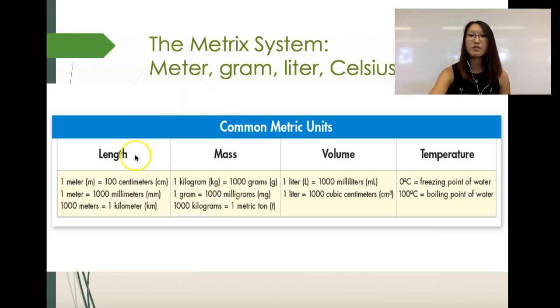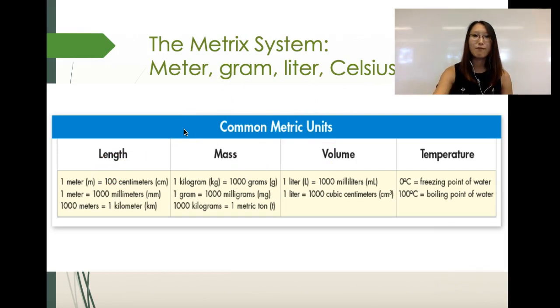Meter, whenever you're measuring length. Grams, whenever you're measuring mass. Liter, whenever you're measuring volume. And Celsius for temperature. So you should know that meter, gram, liter, and Celsius, these are the 4 most basic units that you need to know about. You need to know what meter is about, right? Meter is for length, not volume, not temperature. Liter is for mass and not length. Oh, liter is for volume and not mass or length, right?